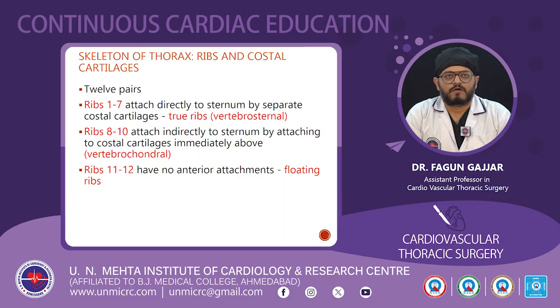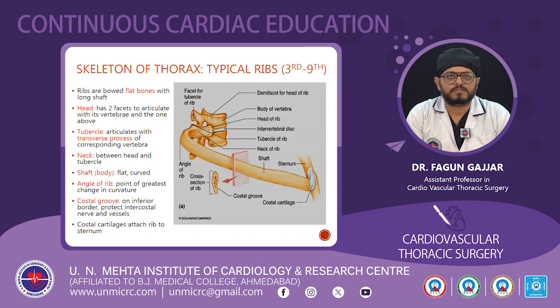Out of these 12 pairs of ribs, rib 1 to 7 attaches directly to the sternum by separate costal cartilages. Hence, it is called the true ribs or vertebrosternal ribs. Rib 8 to 10 attaches indirectly to the sternum by attaching to the costal cartilages immediately above. Hence, it is called the vertebrochondral ribs. And ribs 11 to 12 have no anterior attachments. Hence, it is known as the floating ribs.